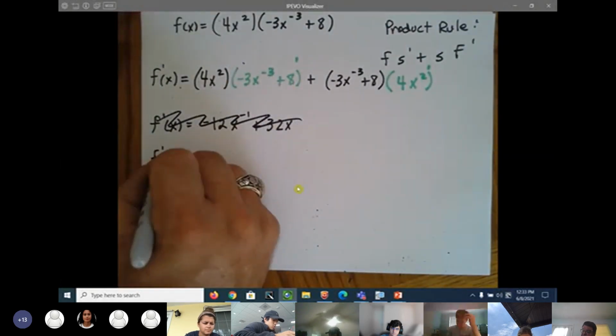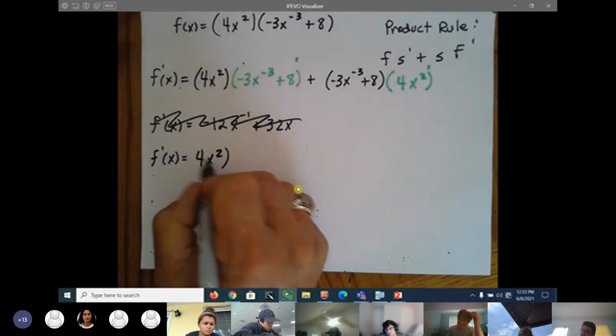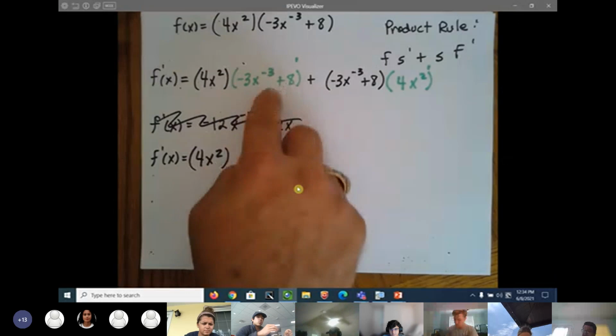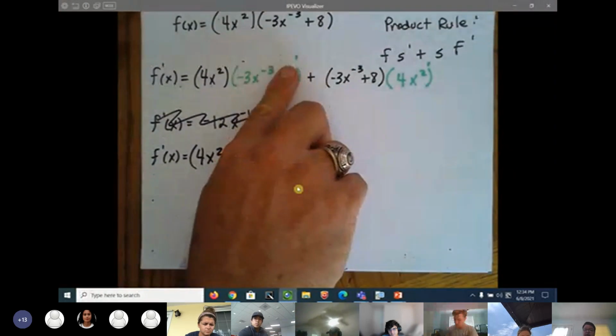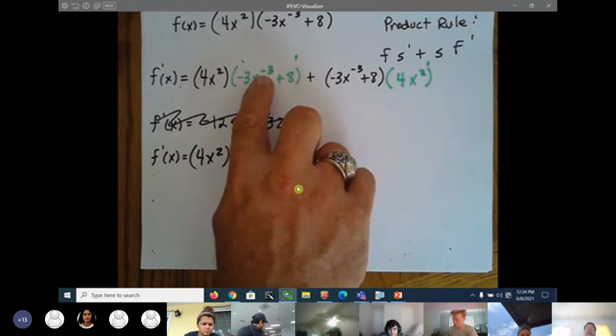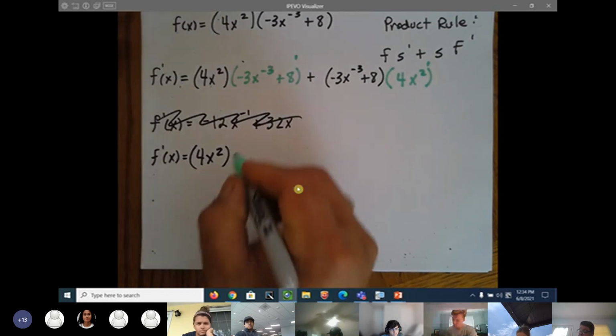f prime of x is equal to 4x squared, and what is the derivative of this mess? Well, the 8 is going to go away because that's a 0. Derivative of 8 is 0, so you just need to focus on this. It's going to be 3x to the negative 4, isn't it? 3 times 3x to the negative 4th, which is 9x to the negative 4th, if somebody will check me.